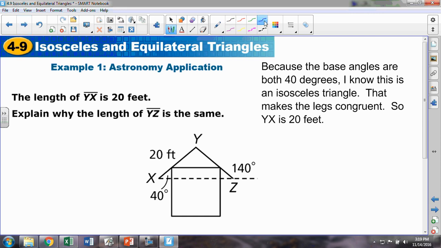And you'll notice I've already got the answer typed up here. What we would have to observe is, since this is 140, we'd be able to create a linear pair that says the other side's 40 as well. Because both base angles are 40 degrees, that would guarantee us this is an isosceles triangle. Since it's an isosceles triangle, these two legs are congruent. They have to match in length. We're done. It's got to be 20 feet.